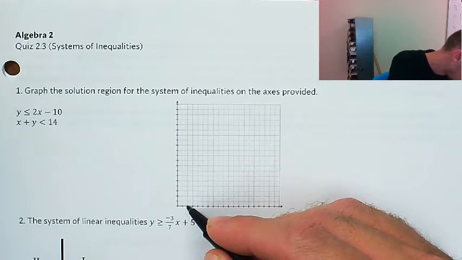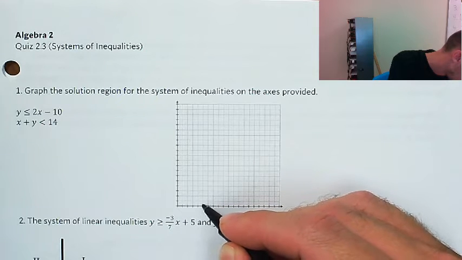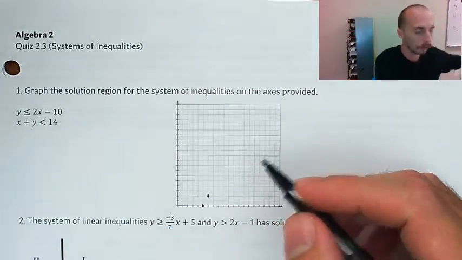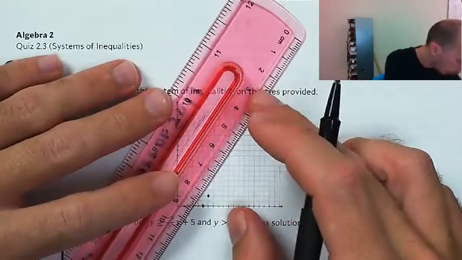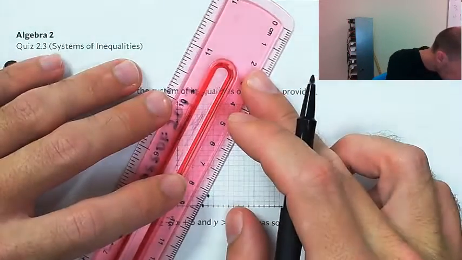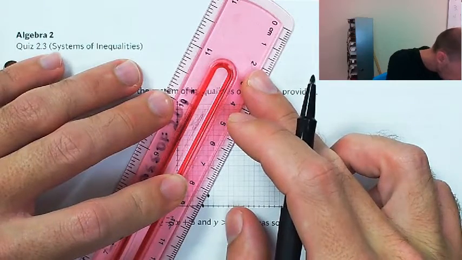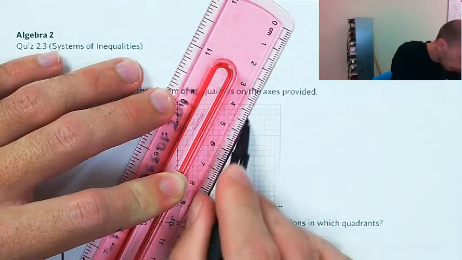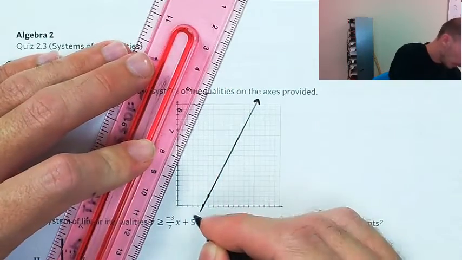It's going to have an x-intercept of 5, and it's going to have a slope of 2. So it's going to go through these points, and I'm just going to use a ruler. Since it's less than or equal to, it's going to be a solid line, and I know it's going to have a slope of 2, and it looks like that's going to maintain that slope.